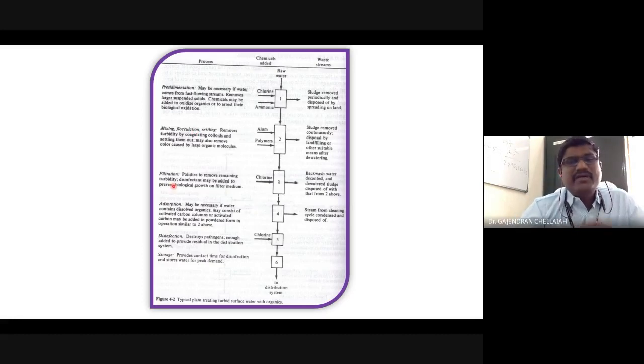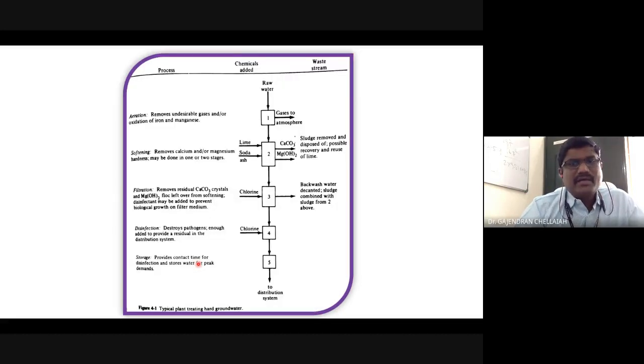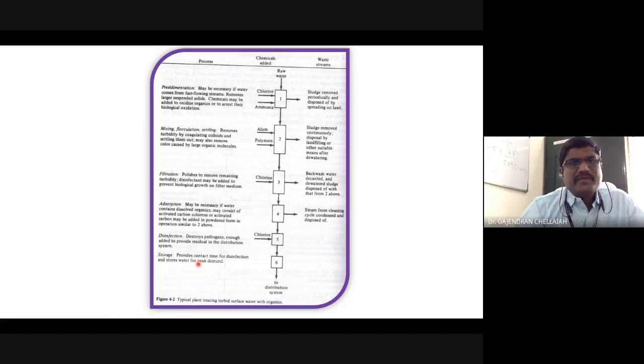So the next stage is filtration. In filtration, we will add chlorine, as I said earlier, the same process only, to control the biological growth. Then we have adsorption. It may be necessary if the water contains dissolved organic matter. Suppose some dissolved organic matter is there, you have to go for adsorption. Then disinfection before distribution. Then storage. As I said earlier, a storage reservoir will be there. So these are all the different stages for groundwater as well as for surface water.